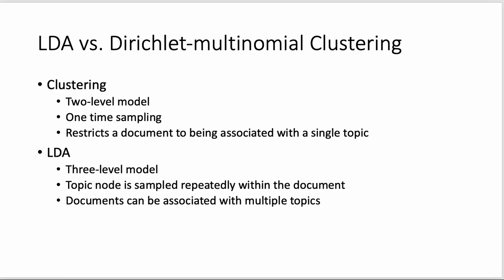LDA, on the other hand, involves 3 levels. Documents are probability distributions over latent topics, and topics are probability distributions over words. And we reassign the words W to a new topic T with the product of the 2 probabilities. So the topic node is sampled repeatedly within the document in LDA. So under LDA, documents can be associated with multiple topics.